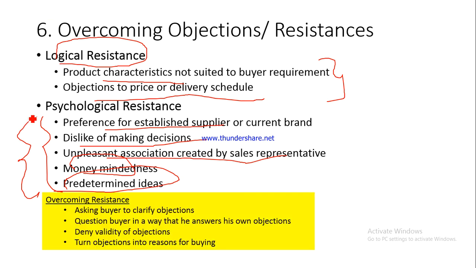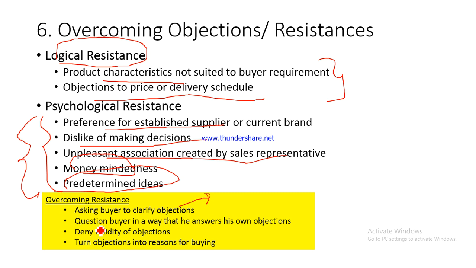How do you overcome resistance? First, ask the buyer to clarify their objections. If, for example, a buyer is making an objection to buying from you, then you ask him to clarify his objection. Now this would also give you some time to respond to his objections. So you would say, okay sir, can you please come again with your objection? What actually is the thing that is stopping you from buying the product? Sir, please tell me again. So this is asking the buyer to clarify objections.